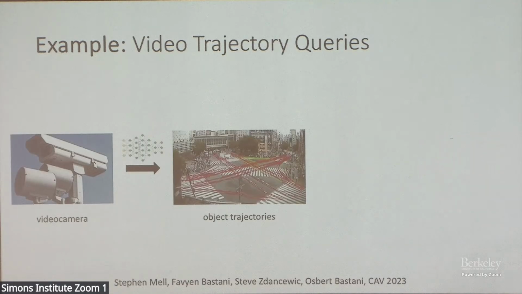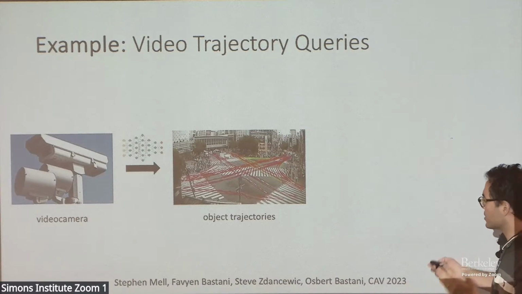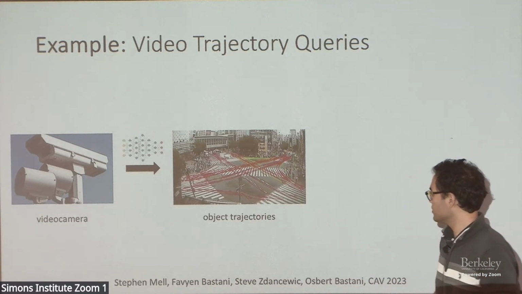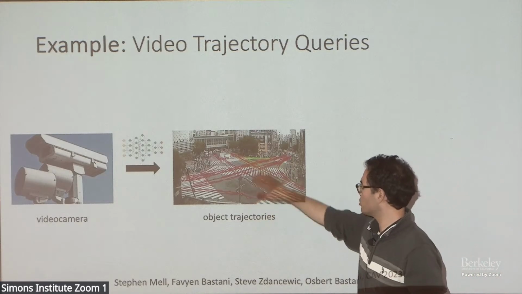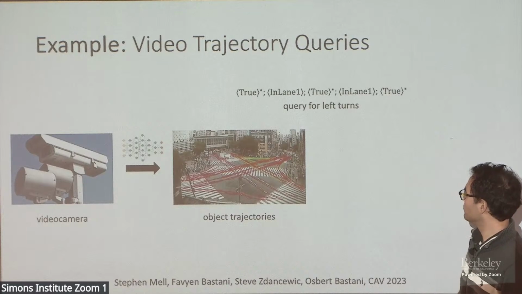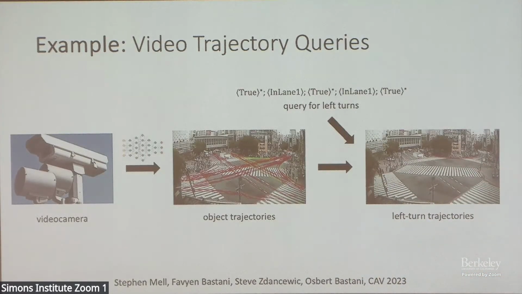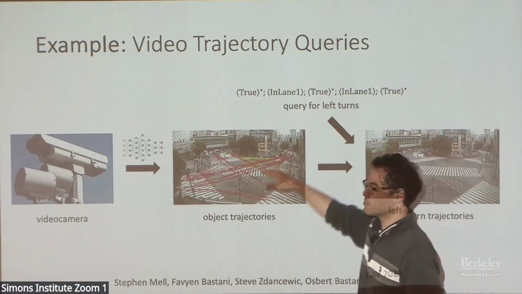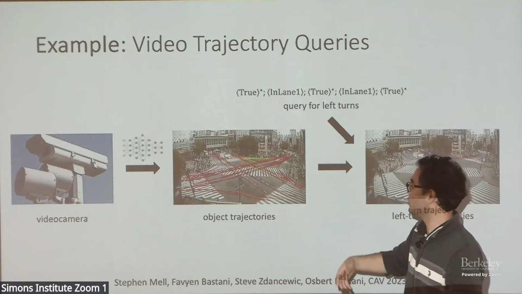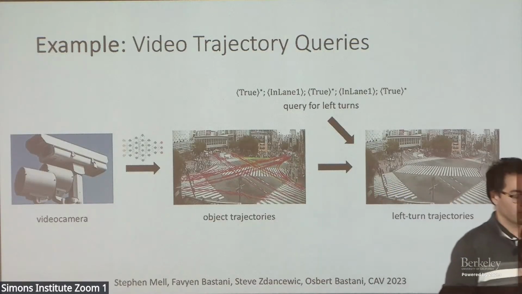So similar story around video trajectory queries. This is work led by one of my students. He's looking at, again, this kind of data extraction problem. You have a bunch of trajectories that you extract from a video, and then you want to look for certain behavior patterns in this data. So here we're looking at a query. We have a query language, which looks like regular expressions, but you can have predicates, and we synthesize predicates in this language. But then the predicates themselves are related to the output of a neural network that's doing the object tracking to get these trajectories.